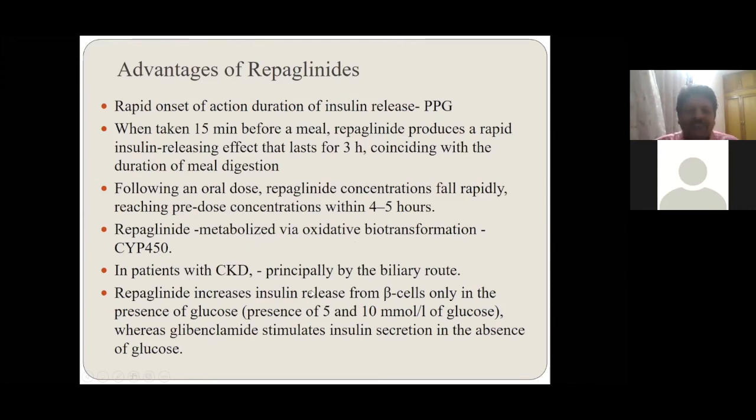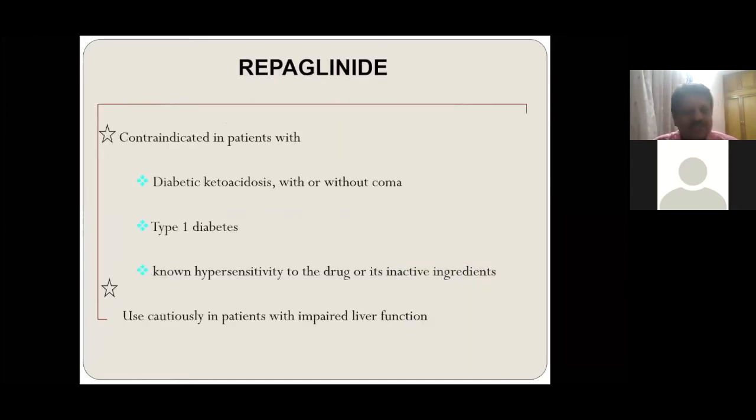The most important factor here as compared to sulfonylurea is this: sulfonylurea also increases the insulin by stimulation of the sulfonylurea receptor, but repaglinide is different. It increases the release of insulin by the beta cell only in the presence of a minimum glucose of around 5 to 10 millimoles per liter. But that is not so in glimepiride or other sulfonylureas. That means in hypoglycemia, if you give repaglinide, the action is slightly lower. It won't lead to significant hypoglycemia because the increase in insulin secretion reduces in the presence of hypoglycemia. So that is the reason it's a beneficial drug.